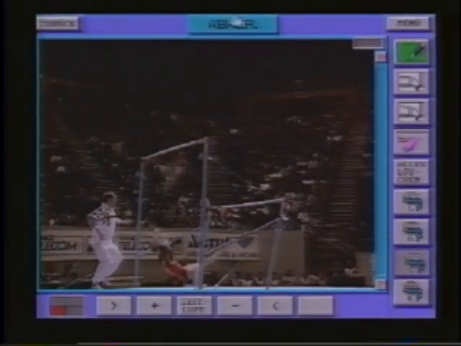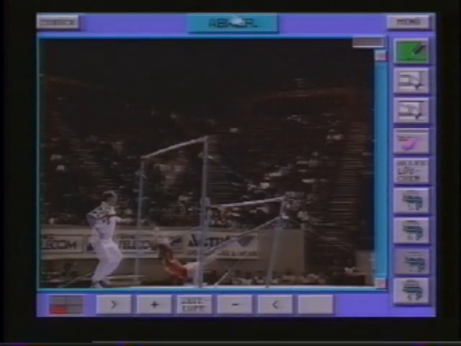Jaeger salto tucked on bars, D. The gymnast hangs and then falls afterward. Minus 0.5. D remains D. No bonus points.